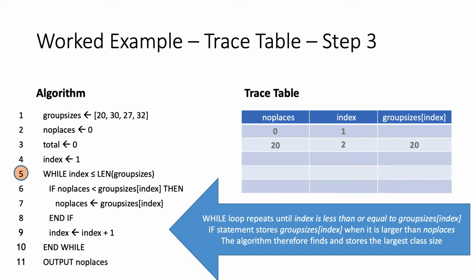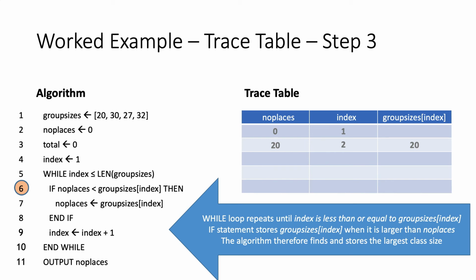So let's start with step 3. We're at line 5 now. I've faded out the rest of the trace table, but we still need to use that last line we created in step 2. So while index is less than len group sizes, well, len group sizes is still 4, that never changes, but index is 2. 2 is definitely less than or equal to 4. So we go into our loop.